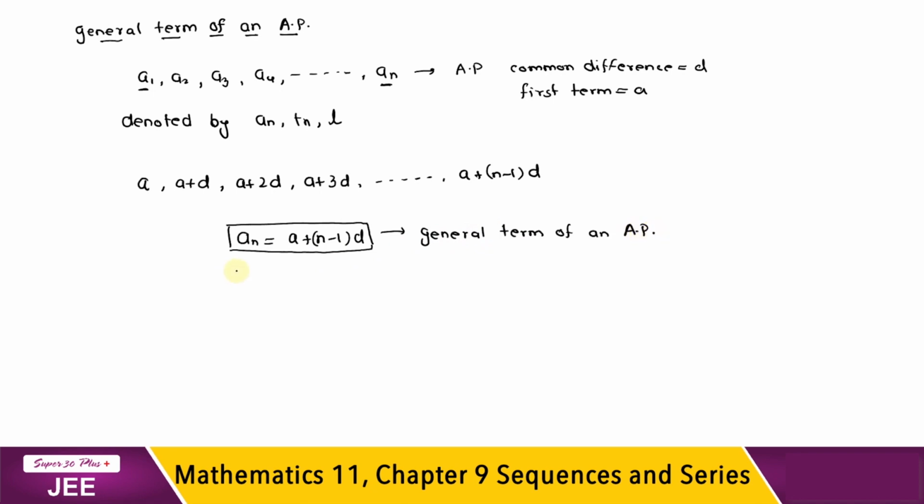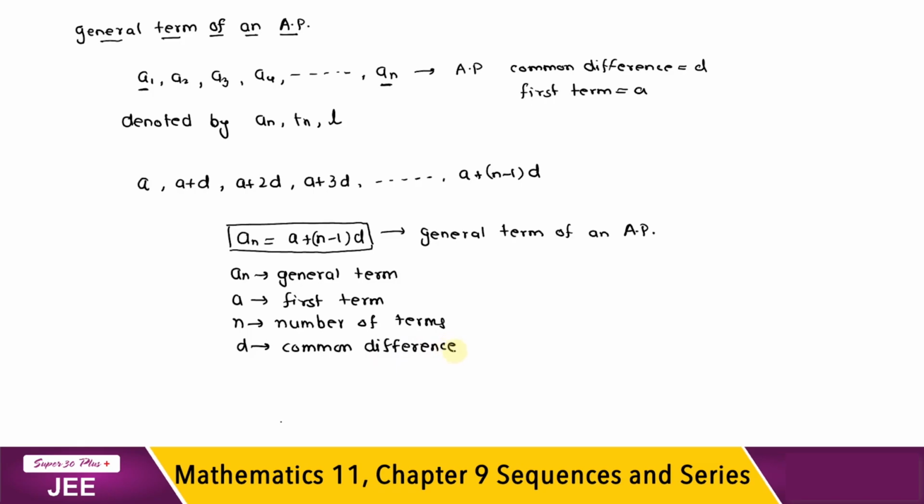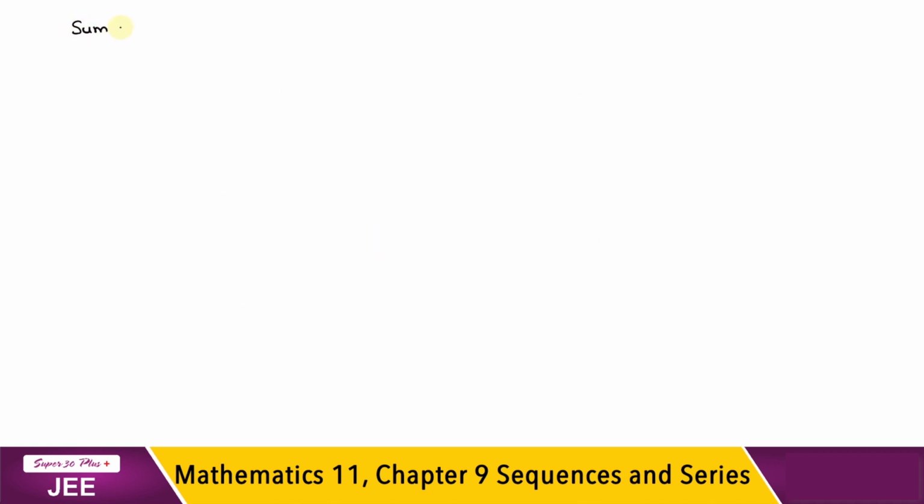Alright, where of course An denotes the general term, A denotes the first term, n denotes the total number of terms, and D denotes the common difference. Alright students, so you are supposed to memorize the general term of an AP, which is equal to this indicated box. Let's move forward and understand the sum of n terms of an AP.